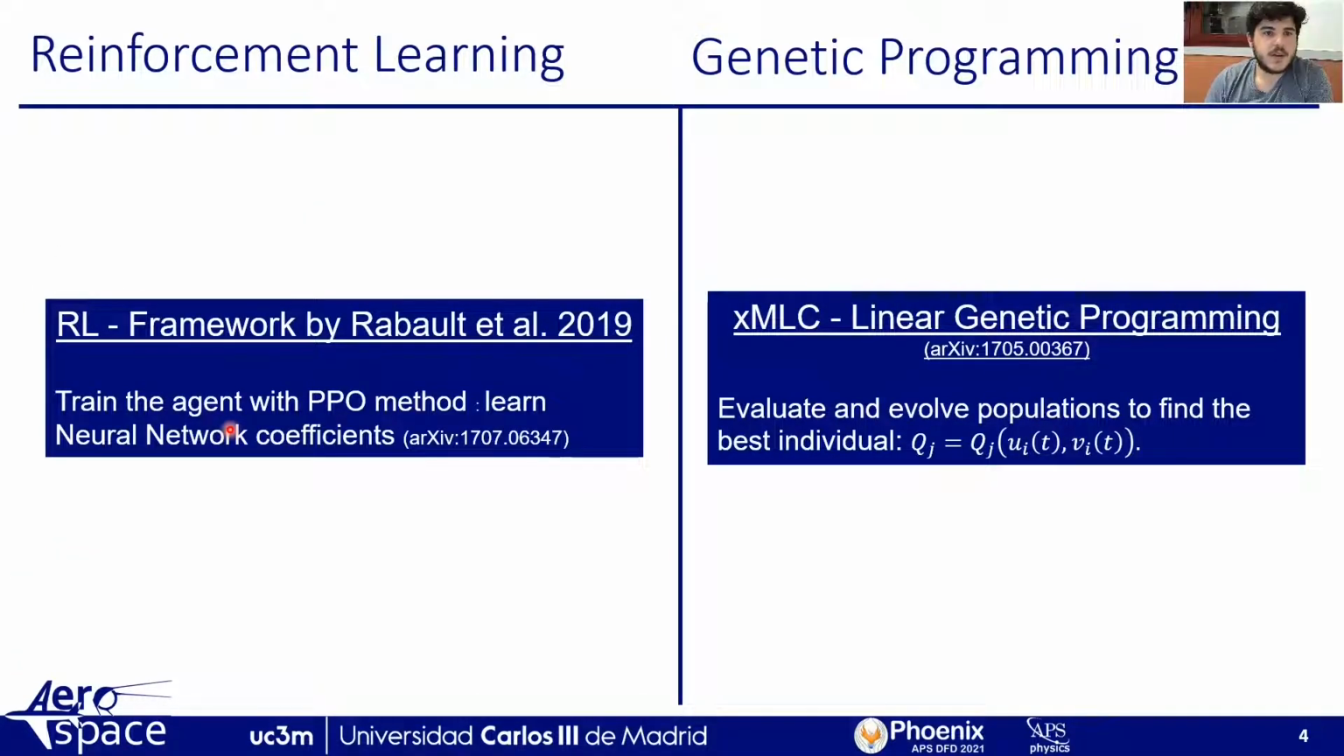So the frameworks that we are going to use for this work are the framework proposed by Rabault and co-workers in the Journal of Fluid Mechanics paper from 2019 in the case of reinforcement learning. They use a PPO method to learn the neural network coefficients. And in the case of genetic programming, I will use the XNLC framework, which is a MATLAB-based code using linear genetic programming. The main target of this computational tool is to evaluate and evolve populations to find the best individuals. These individuals are presented as control strategies in terms of analytical expressions as a function of the sensors that we will see in a minute.